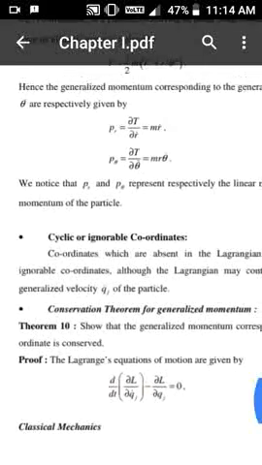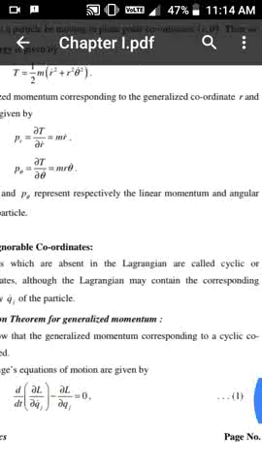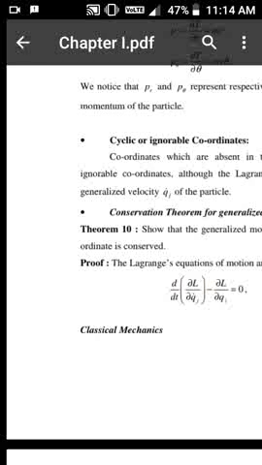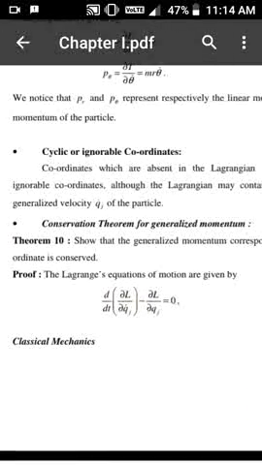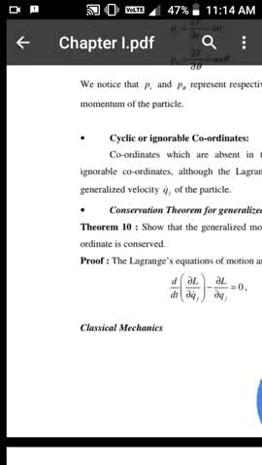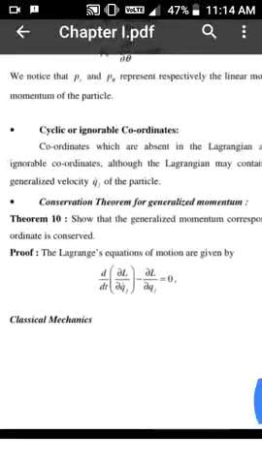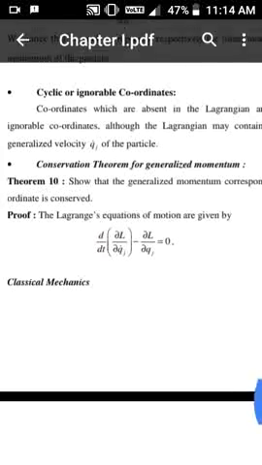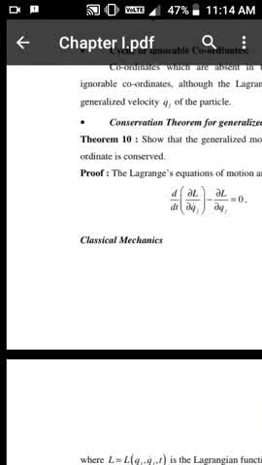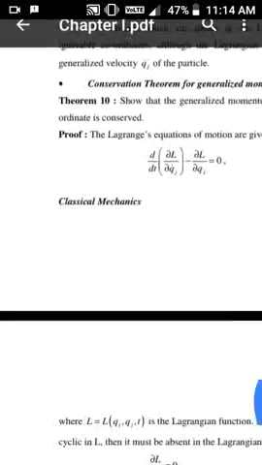Coordinates which are absent in the Lagrangian are called cyclic coordinates, Lagrangian coordinates, or ignorable coordinates. Although the Lagrangian may contain the corresponding generalized velocity qj dot of the particle, the conservation theorem for generalized momentum shows that the generalized momentum corresponding to a cyclic coordinate is conserved.